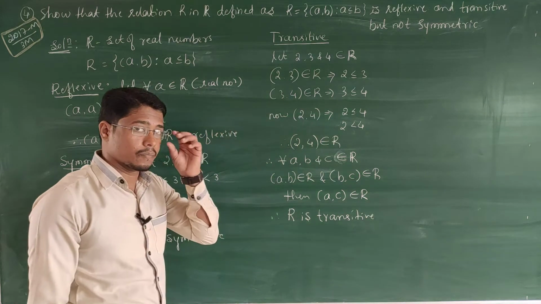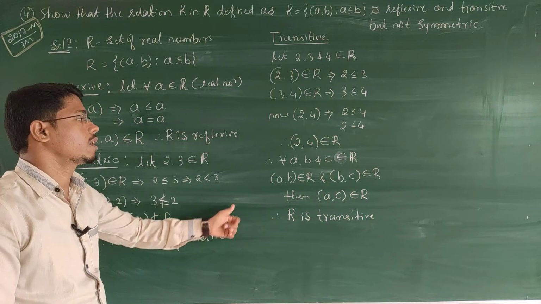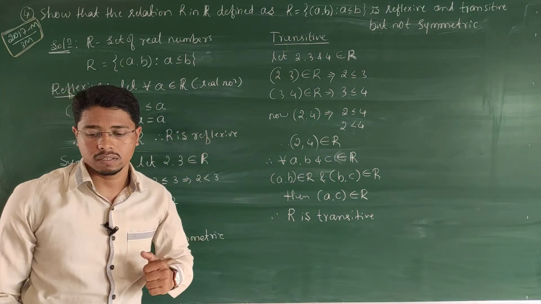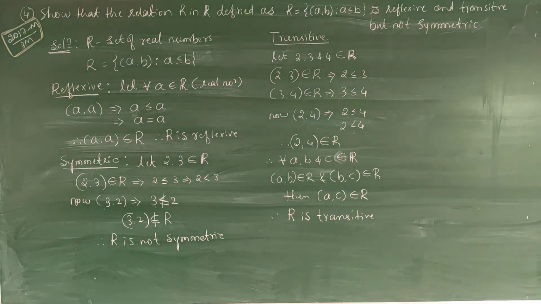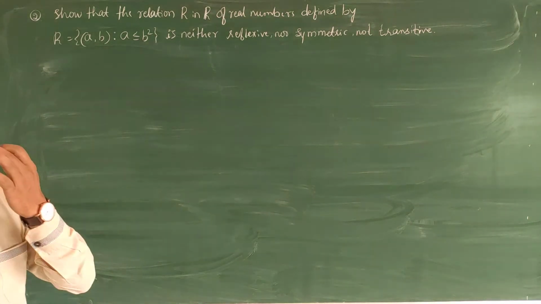So this is the question. They ask to prove that it is reflexive, not symmetric, and transitive, and this is the proof. We have proved it. Okay, next question. Question number 2.